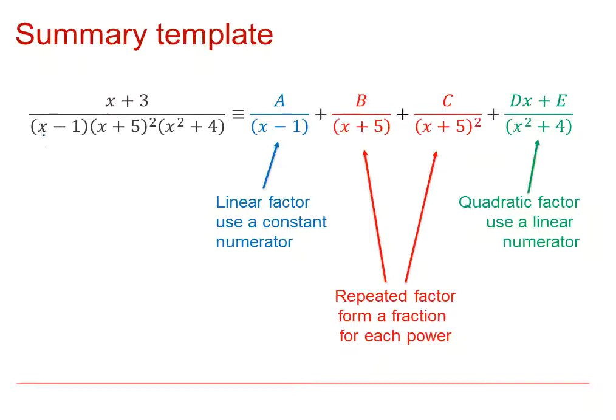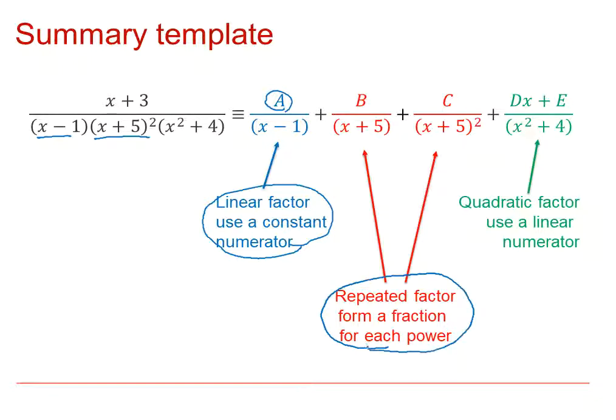So, in summary, the linear factor here, for example the x - 1, would just have a constant in the numerator, which is a. For the repeated factor here, (x + 5)², you'd need a fraction for each power. There's a power 1 and a power 2, so you'd have b over x + 5 and c over (x + 5)². And for the quadratic factor, you would need a linear numerator. So the quadratic x² + 4 needs a numerator which is linear, and there's the dx + e.